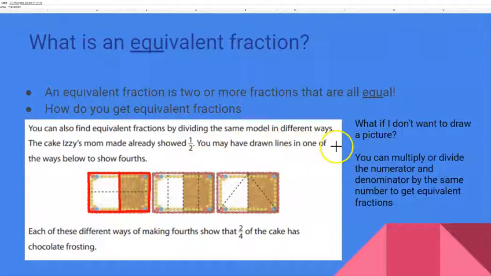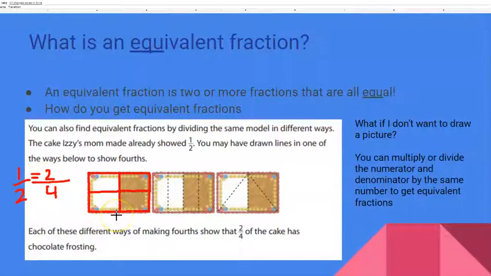You may have drawn lines in one of the ways below to show fourths. So you can also take a knife and you could cut this. And now we have 1/4, 1/4, 1/4, and 1/4. So how much of the cake has been eaten? 1, 2 out of 4. So I'm going to draw that over here. Sorry, just learning how to use this. So we had 1/2 to begin with. Now we have 2/4, and those are equivalent, so those are equal.